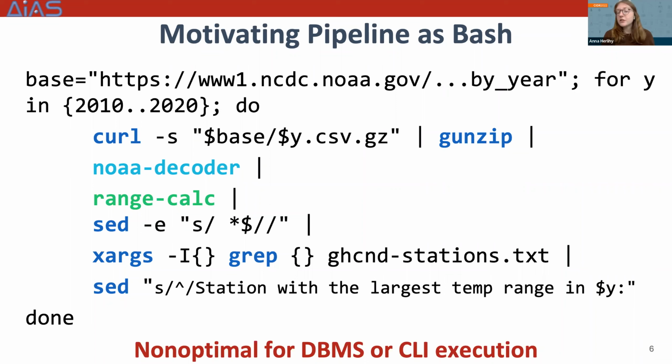Task-specific functionality like NOAA decoder, that does not have to be developed specifically for the system, would not necessarily be out-of-the-box part of a database system.